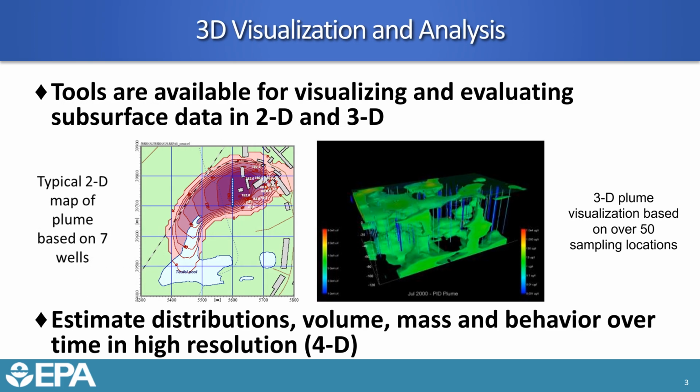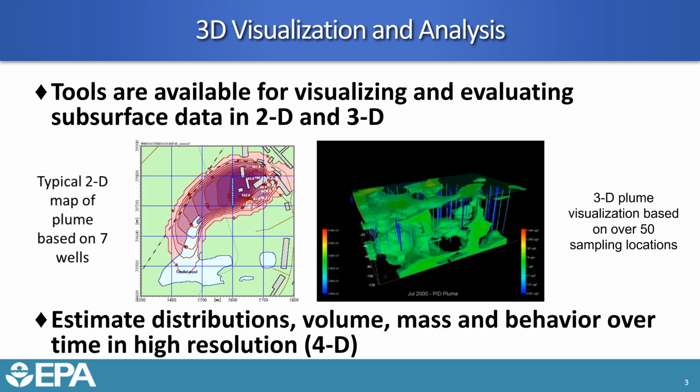There are a number of different tools that are available for visualizing and evaluating subsurface data in a two-dimensional and a three-dimensional space. And traditionally speaking, for hazardous waste sites, groundwater plume maps like the ones that you see on the left figure there are typically used. So are data tables, and a number of different GIS packages also provide that ability for teams to analyze data that comes in from the field.